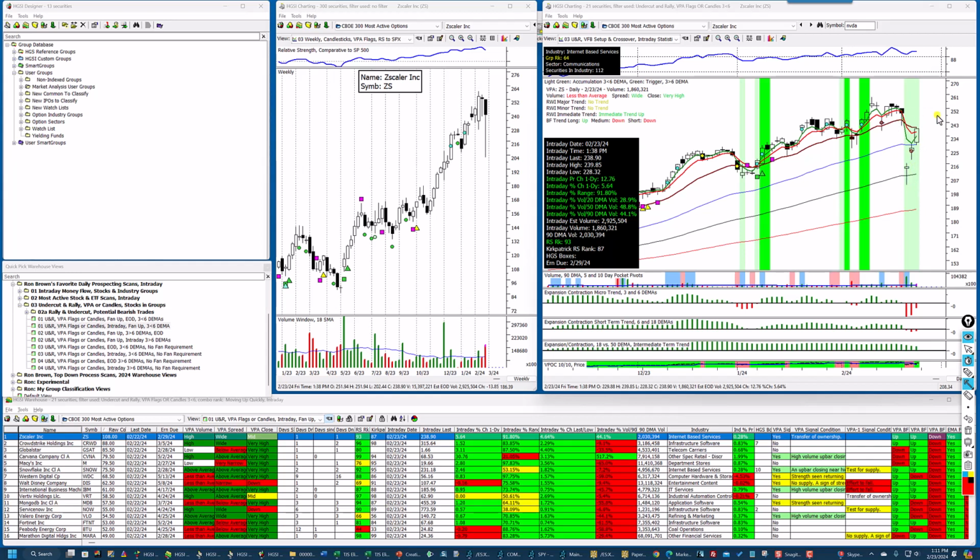Here's a bullish candle. I mean, after the gap, that's a bullish candle because it opened here, traded down to here, and closed here. This one is bullish because the close is greater than the open, plus there is a VPA flag on here. And then here's a bullish candle today.